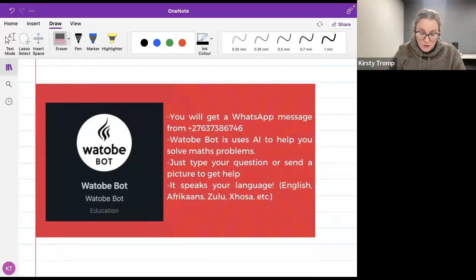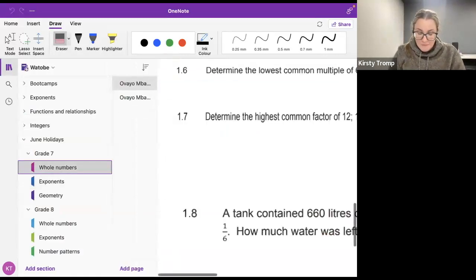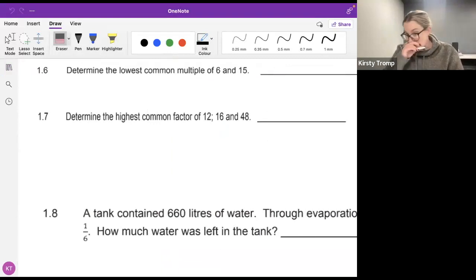Let's finish off our last few questions from our Monday night's class. The last three questions we had here, number 1.6, asked us to determine the lowest common multiple of 6 and 15.